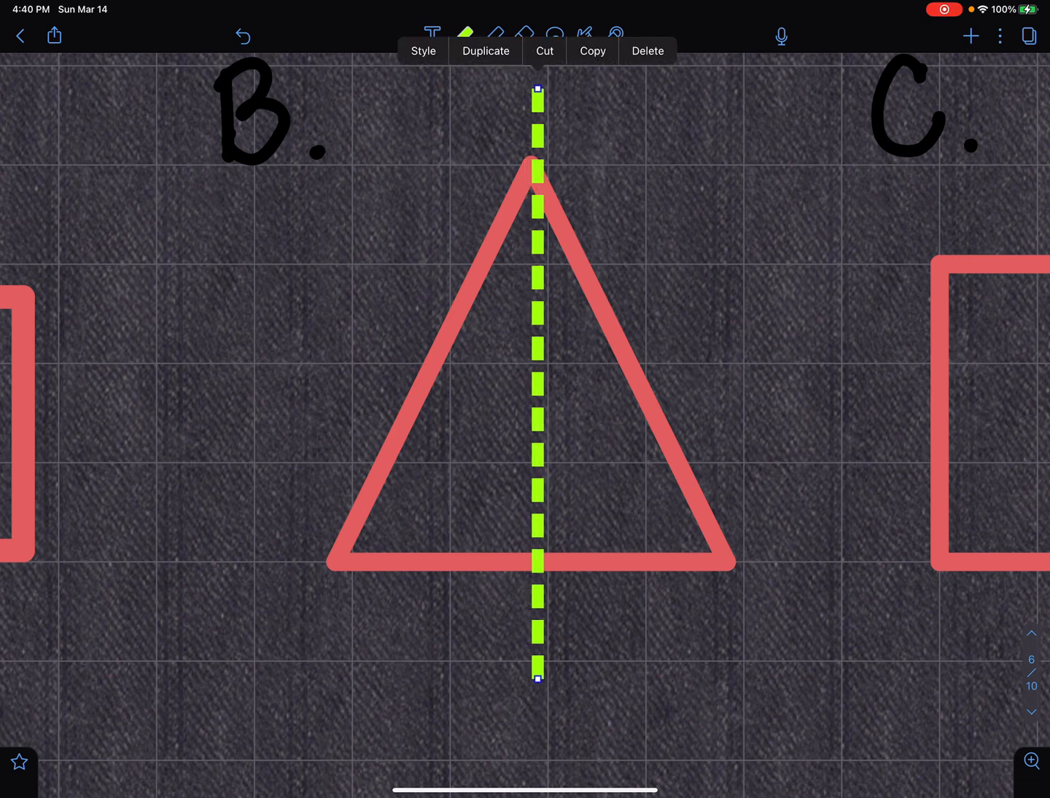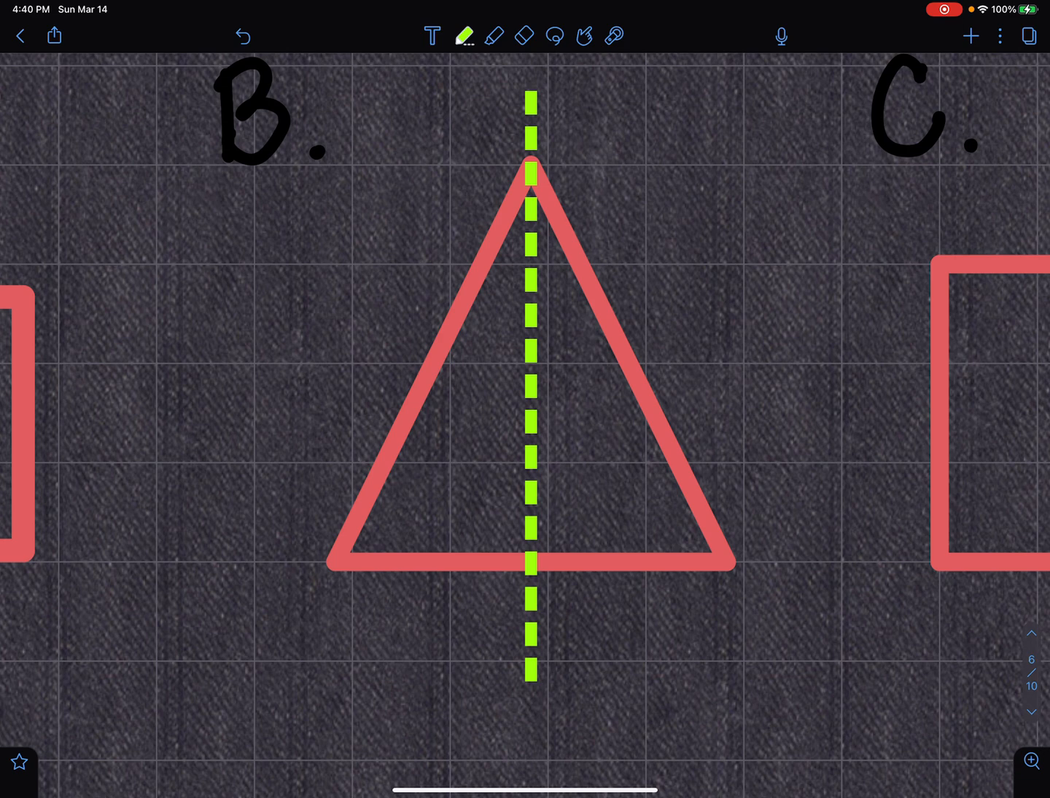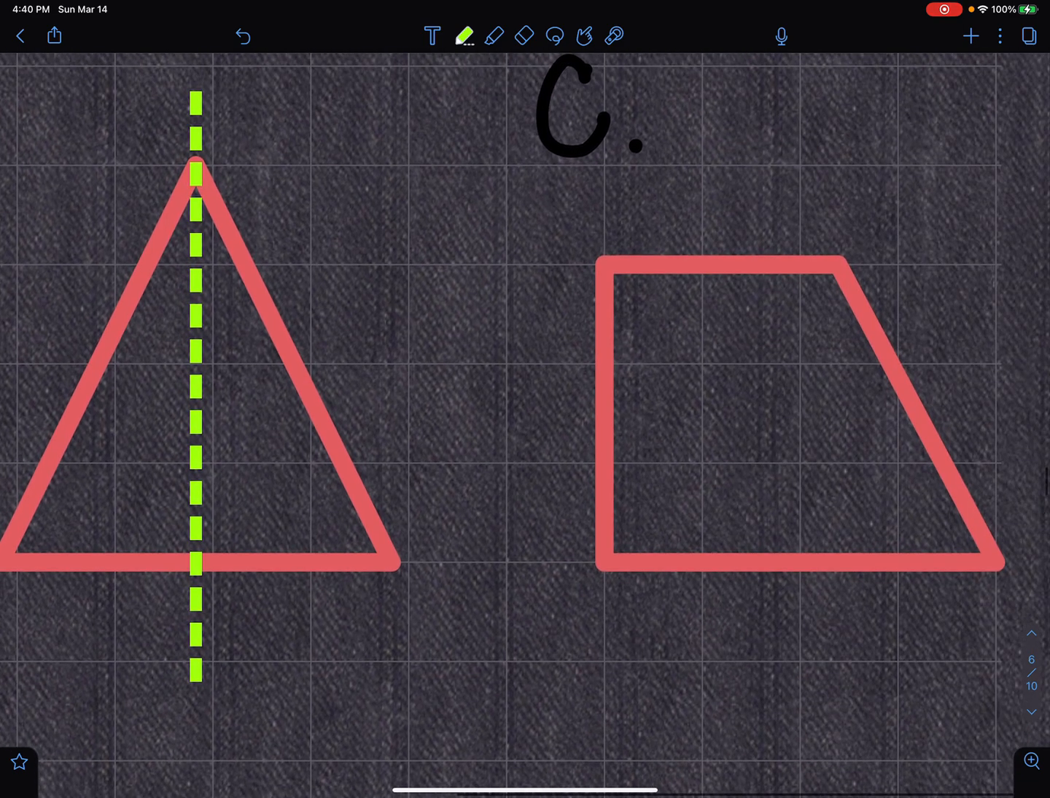Maybe a little, there we go. Oh, you know what I mean, like right down the middle, right there. Perfect. All right, what about C? Does this have a line of symmetry?